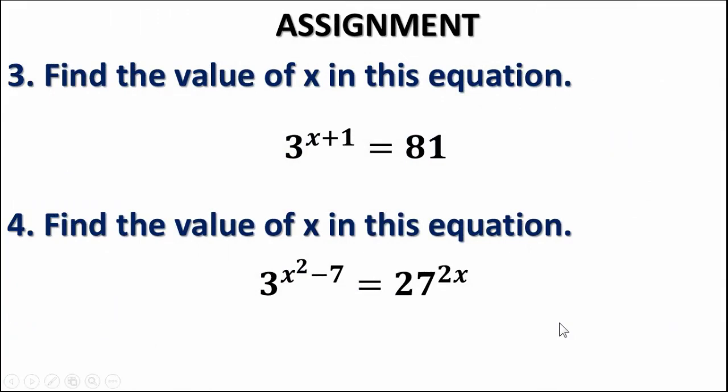Number 3. Find the value of x in this equation. 3 raised to x plus 1 is equal to 81. And problem number 4. Find the value of x in this equation. 3 raised to x squared minus 7 is equal to 27 raised to 2x.